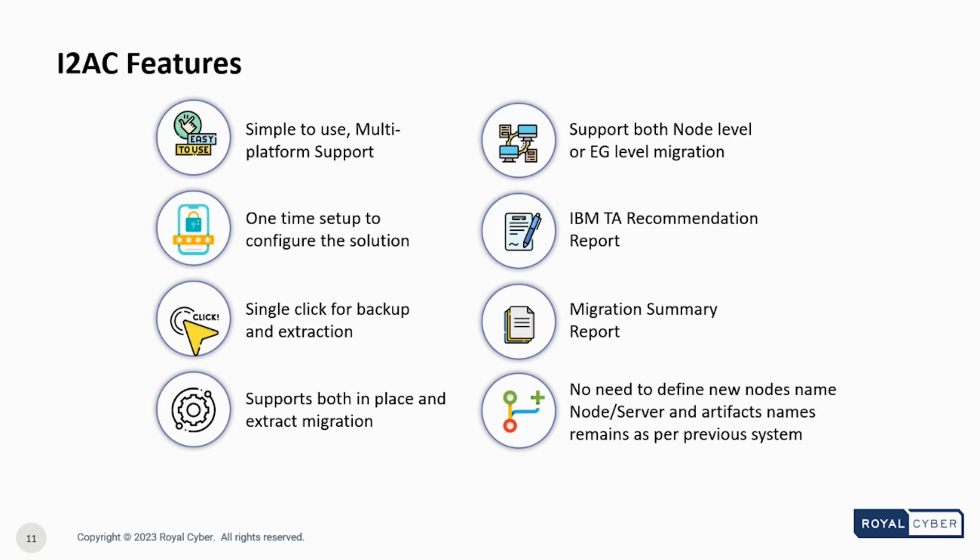Okay, it supports multiple migration patterns. We have seen it also supports node level or execution group level migrations as well. It automatically restarts your migrated nodes and integration servers after the migration is done. It provides an HTML based recommendation report generated using IBM Transformation Advisor. It also provides a detailed migration report summarizing the migration activity and the status of the target nodes. Also, if those nodes fail for whatever reason, it displays the reason for failure for each of those nodes.